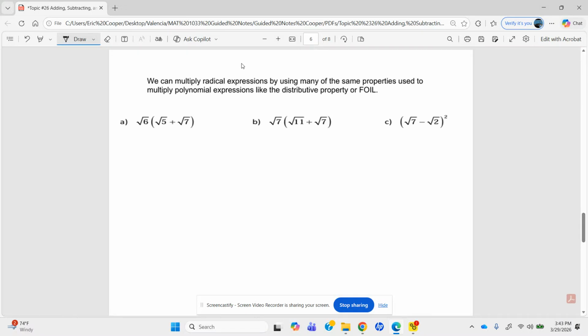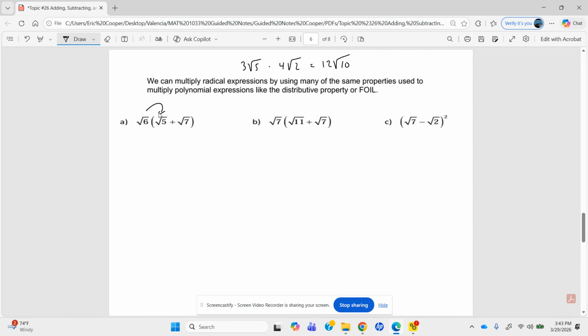So for example, if I had 3 square root of 5 times 4 square root of 2, I could do the 3 and the 4 and make that 12, and I could do the 5 and the 2 and make that 10. Inside goes with inside, and outside goes with outside. And again, we have to check and see if we can simplify it as we do it.